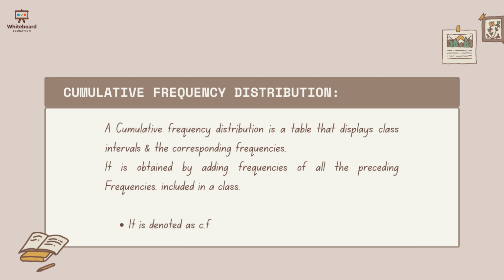A cumulative frequency distribution is a table that displays class intervals and the corresponding frequencies. It is obtained by adding the frequencies of all the preceding classes to the frequency of a class. It is denoted as small c.f.